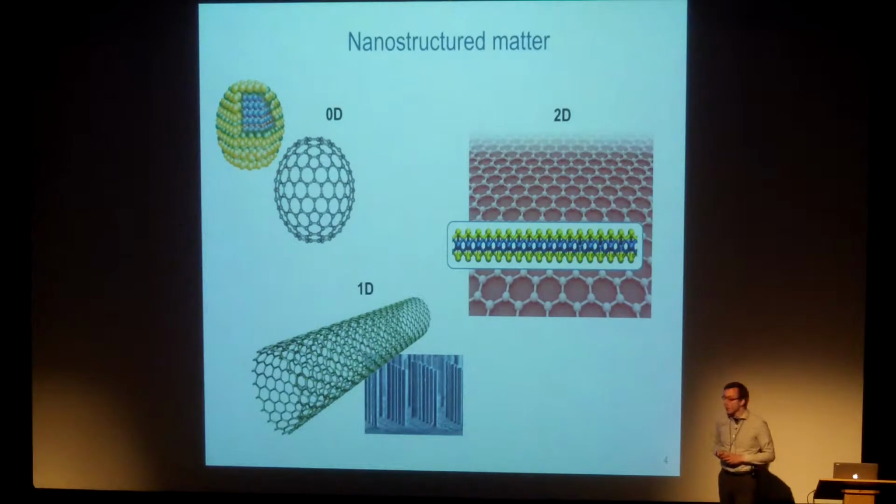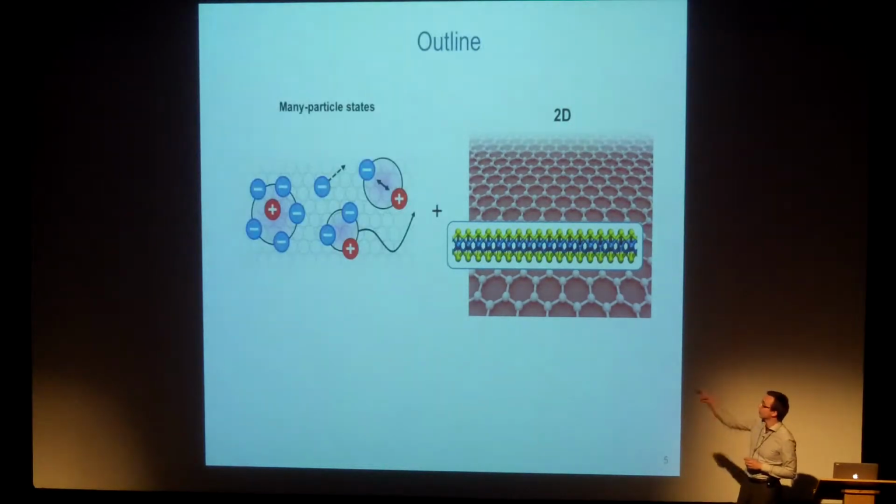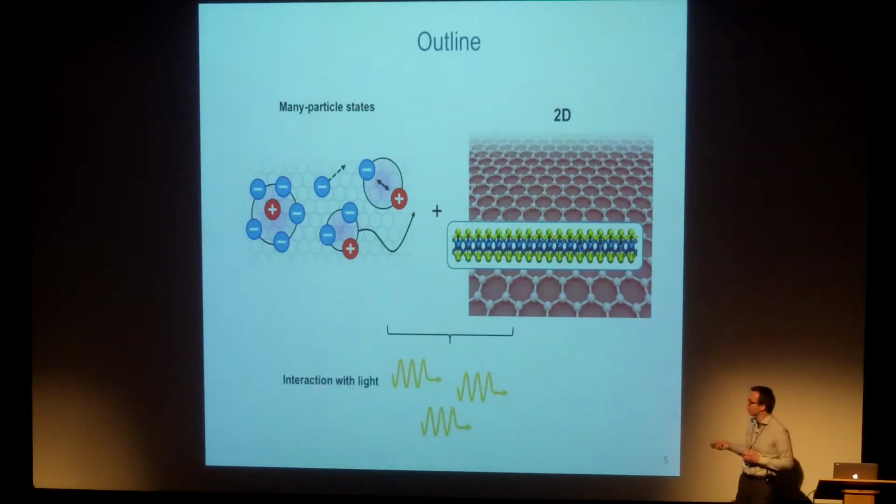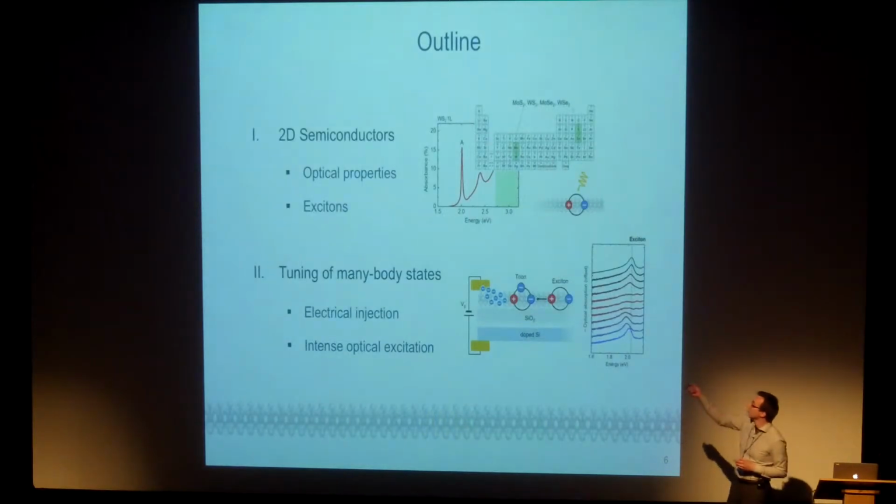And in this talk, I would like to present you some of the properties of states arising from the Coulomb interaction in this class of materials. And specifically, I would focus a lot on the optics, on the interactions of the states with light. So what I'm going to do is to first present you the systems we're working on, discuss their properties, and show specifically the excitonic particles. And in the last part, I will show you how we can tune these many-body states using different approaches.